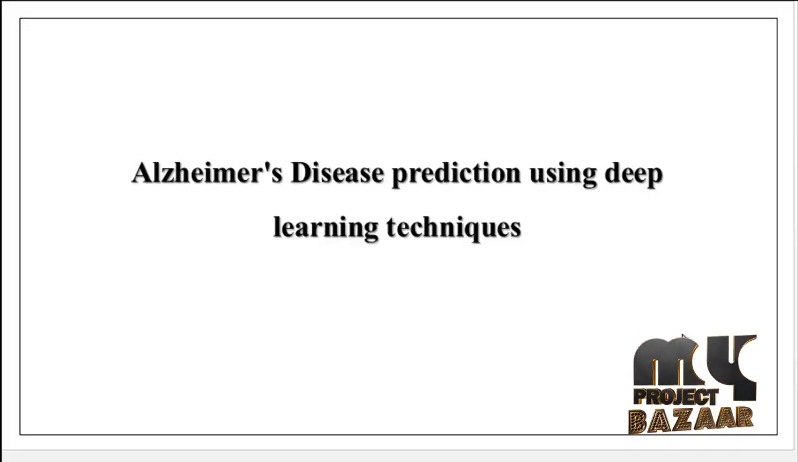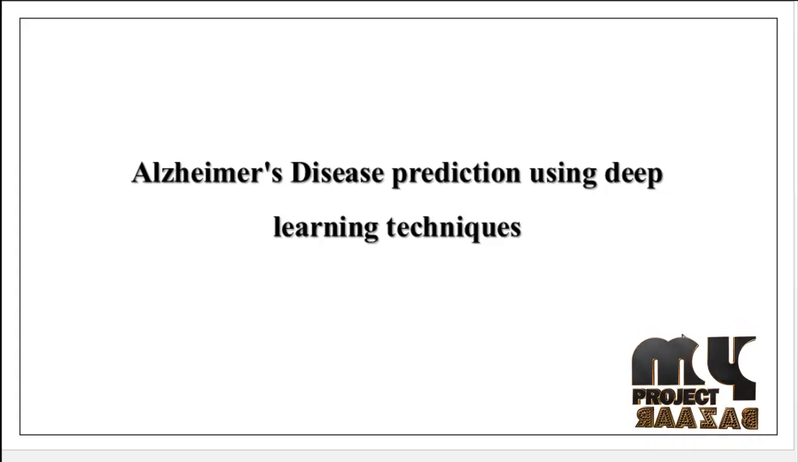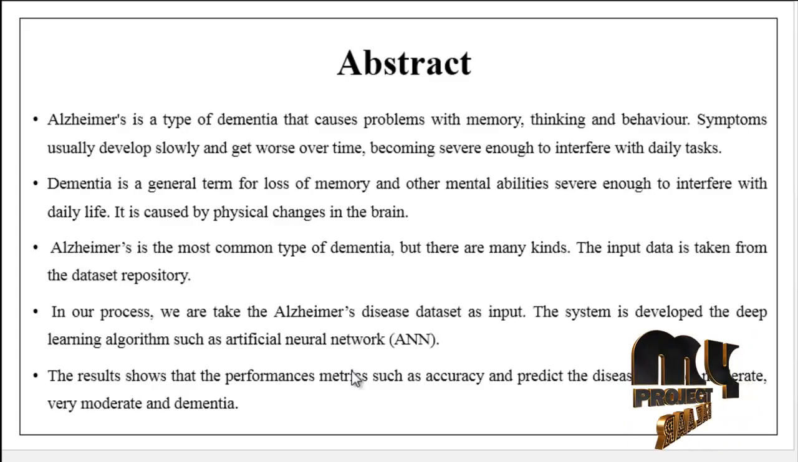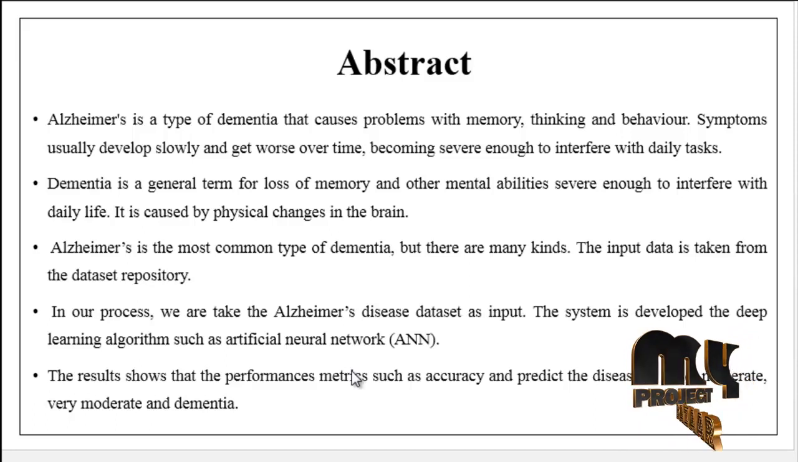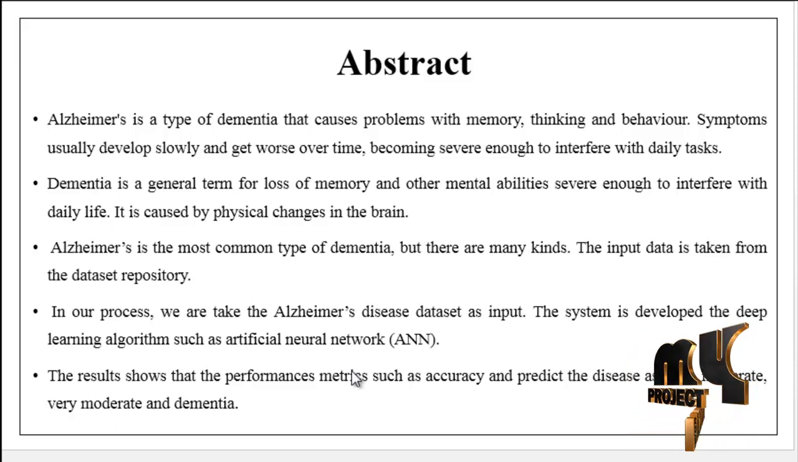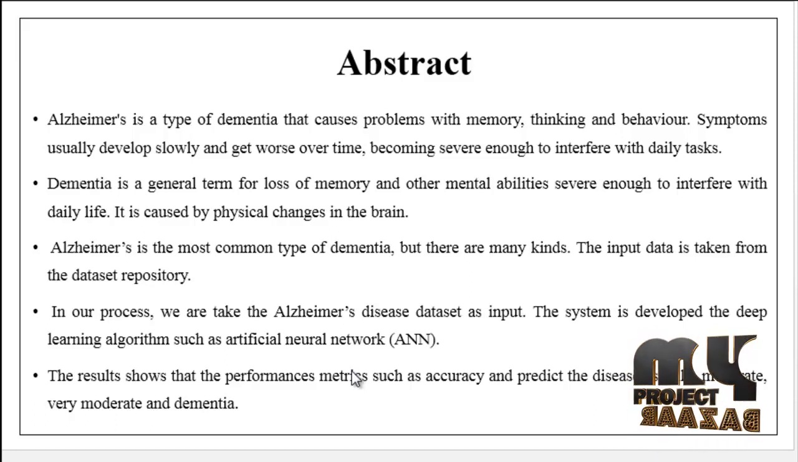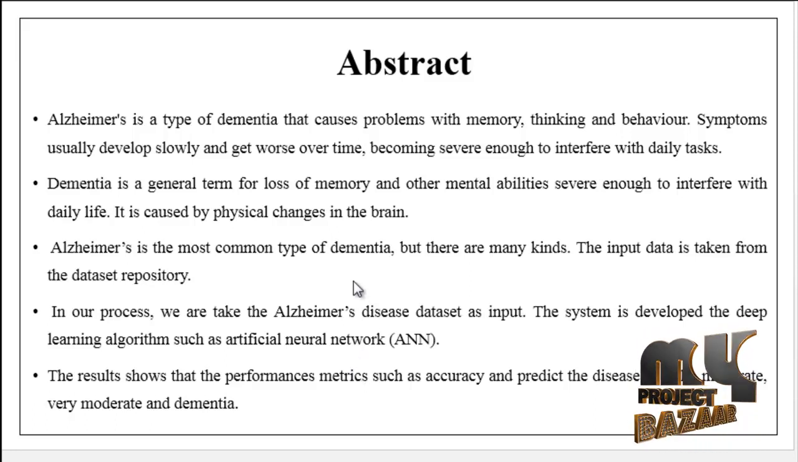The project title is Alzheimer's Disease Prediction Using Deep Learning Techniques. Now we are going to see the overview of our process. The main objective of our project is to classify or predict Alzheimer's disease based on our input images by using ANN. Alzheimer's is one type of dementia that causes problems with memory, thinking and behavior.